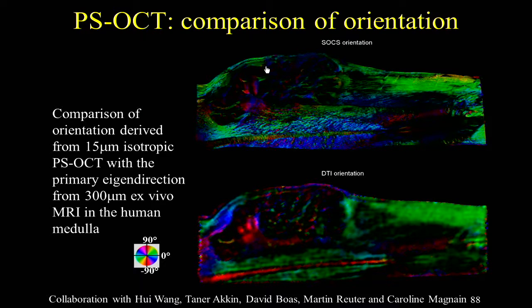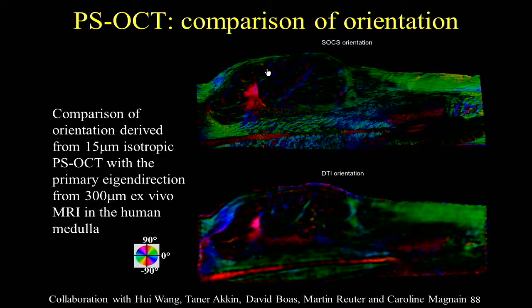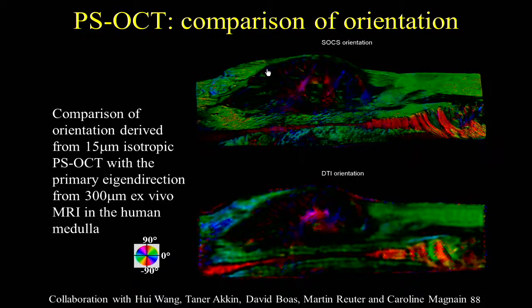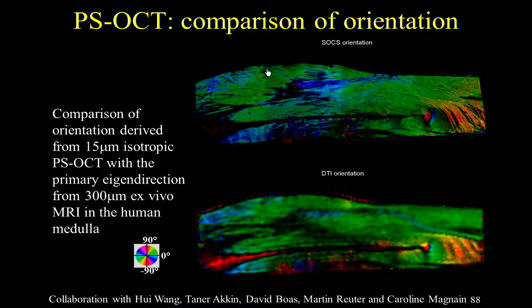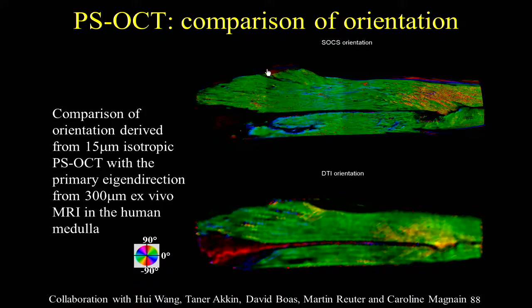And then we can do the same thing with orientation. We can map out primary fiber orientations. Again, this is 15 micron isotropic. This is 300. So this is, what is that, a factor of a couple thousand, I guess, in voxel volume.